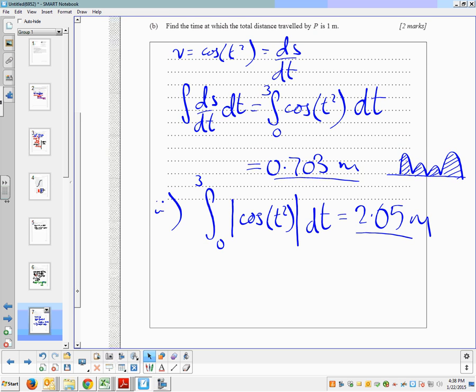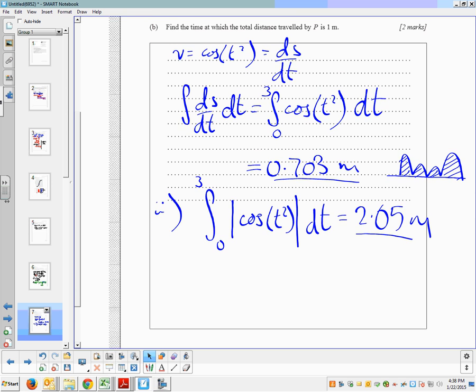since part 2 is the total distance. Right, on part B, find the time at which the total distance travelled by P is 1 meter. So this time we don't know t.